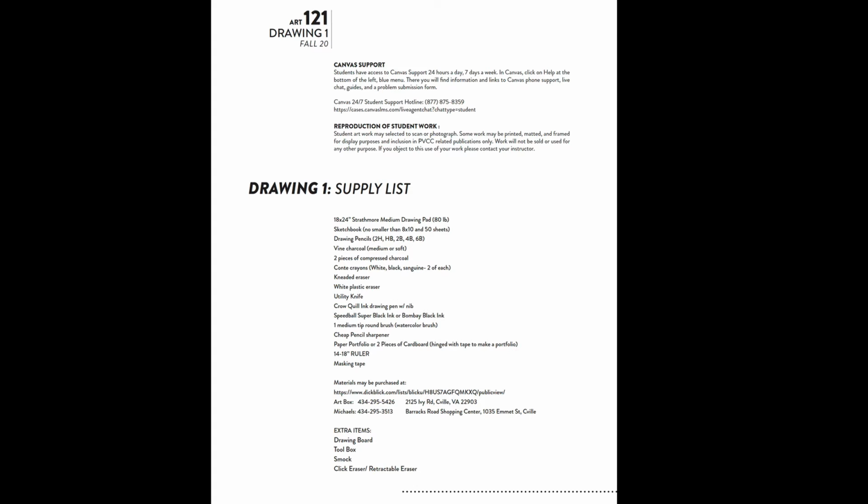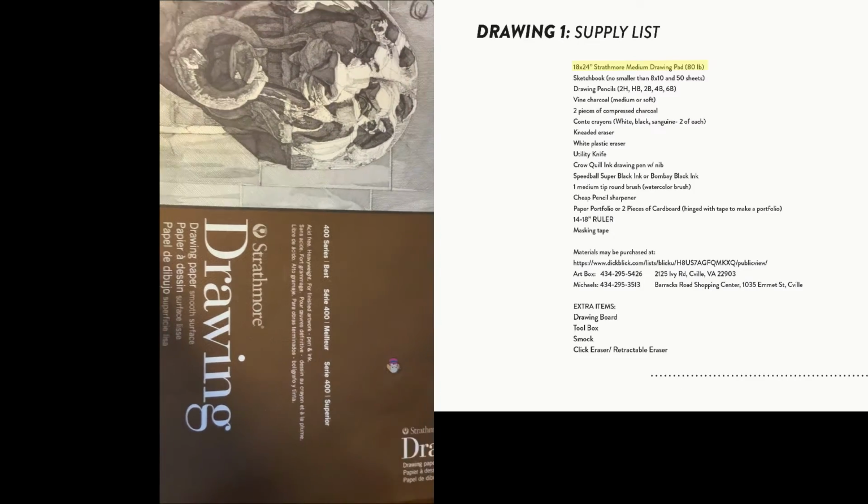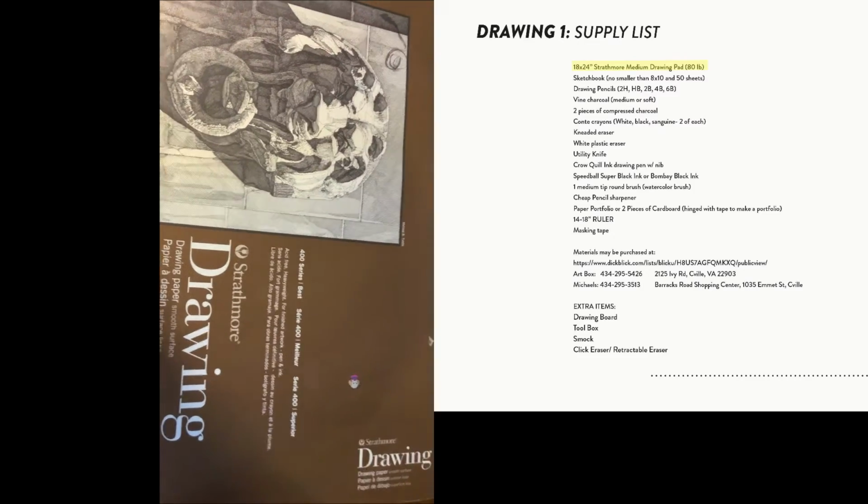The next thing I'd like for us to go over is the drawing supply list. Let's take a look at what these individual items look like and follow along on your syllabus. Okay, so if we look at our supply list here, you can see our first supply is our 18 by 24 Strathmore medium drawing pad. We can see that this is what the drawing pad is going to look like.